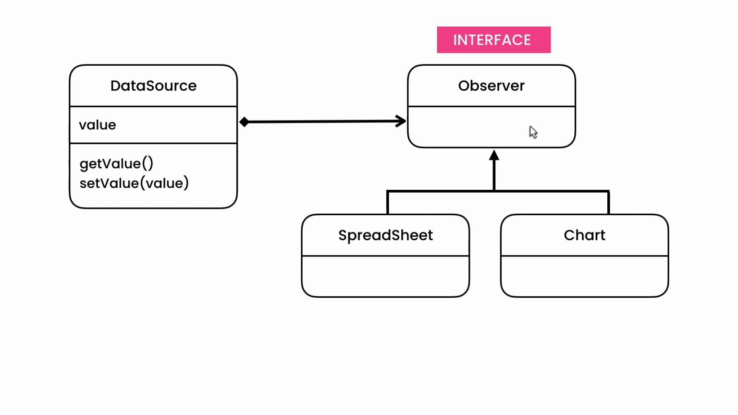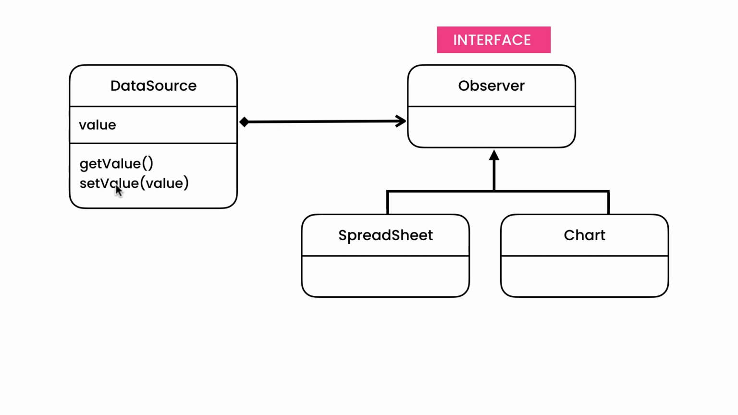Let's say tomorrow we want to introduce a new type of object, like an image that gets auto-generated based on the values in the data source. We can simply add a new class that implements the observer interface. The data source doesn't care. It just talks to the observer interface. So in the data source, we need to maintain a list of observer objects. That is why we have the composition relationship here.